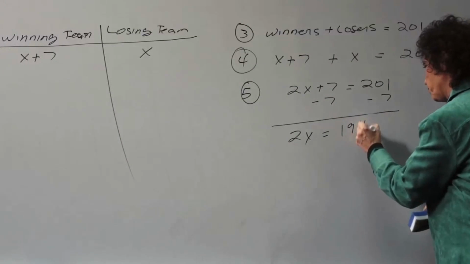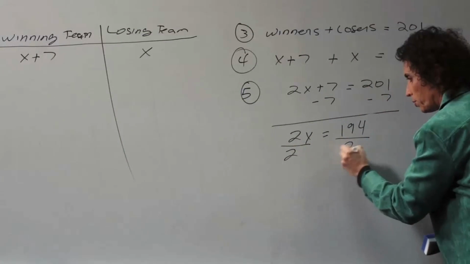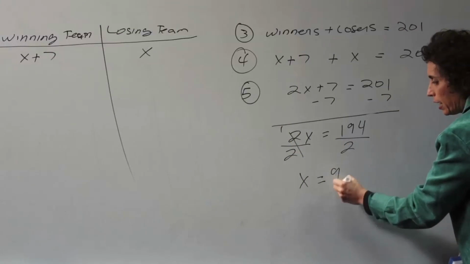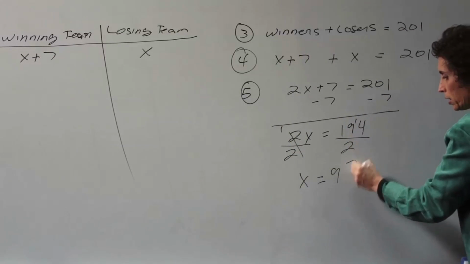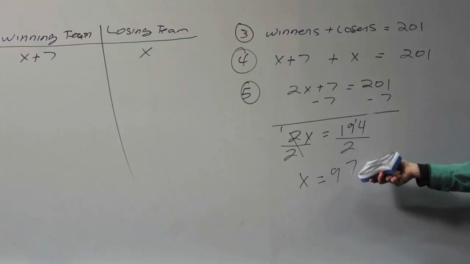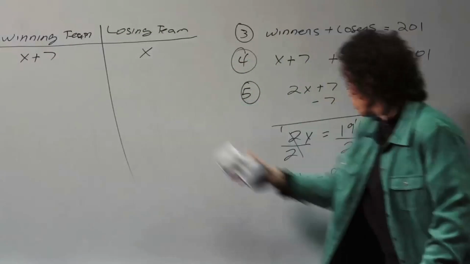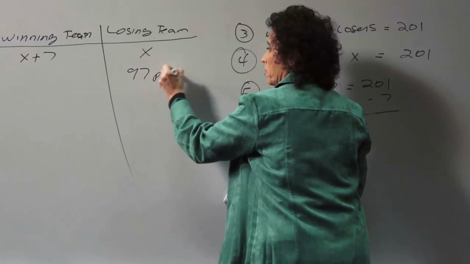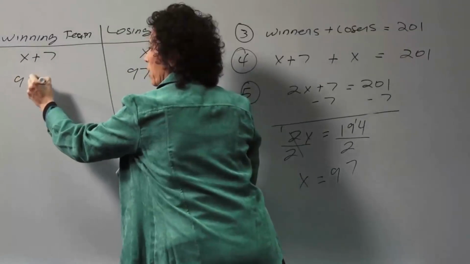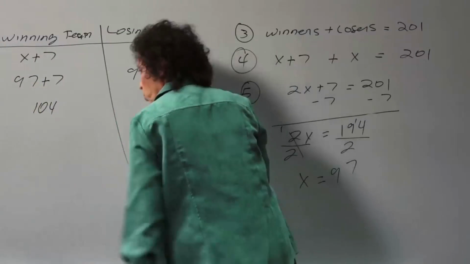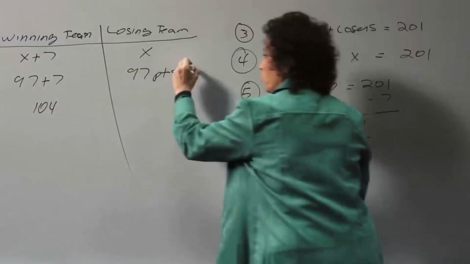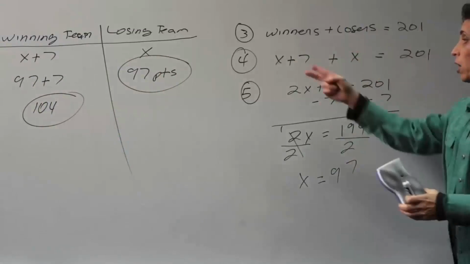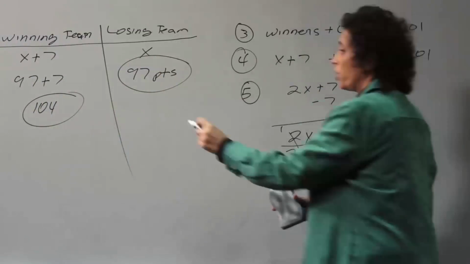Okay, 194. Divide by 2, divide by 2. x equals 97 points. What does that represent? That's x, but x is the losing team. The losing team scored 97 points. And the winning team was 97 plus 7, or 104 points. So we got 97 for the losers, 104 for the winners. And we wanted to know how much each team scored, and here you have it.